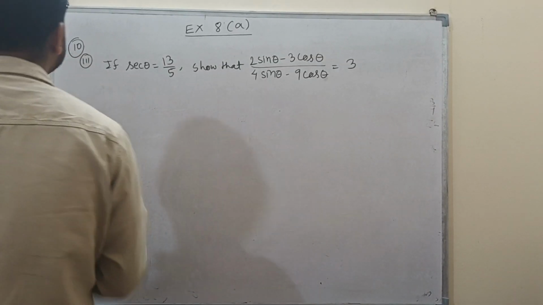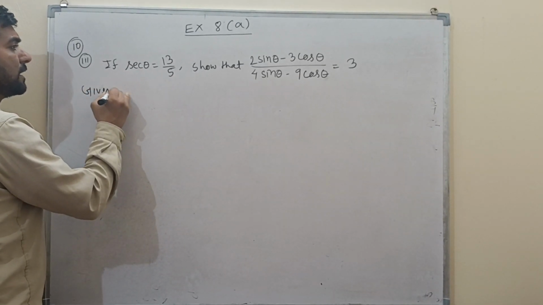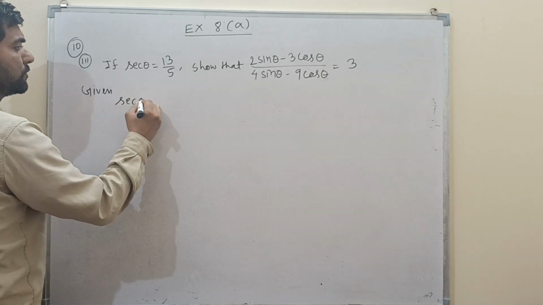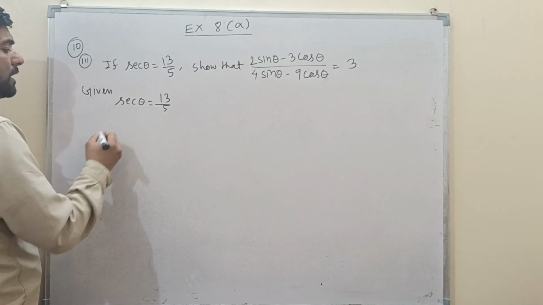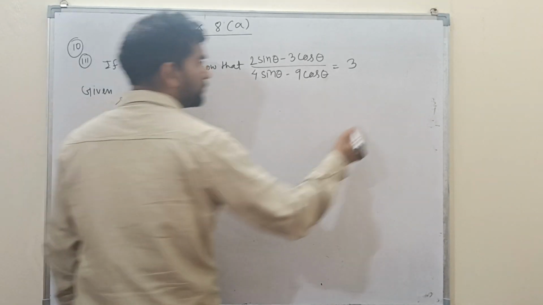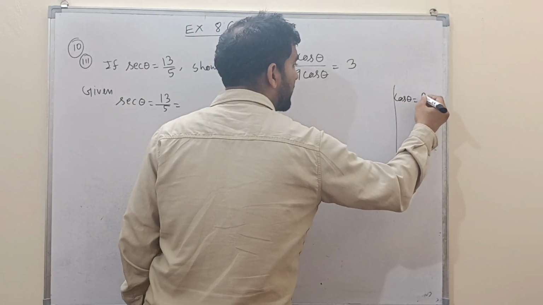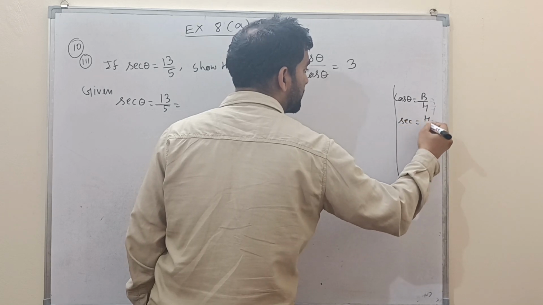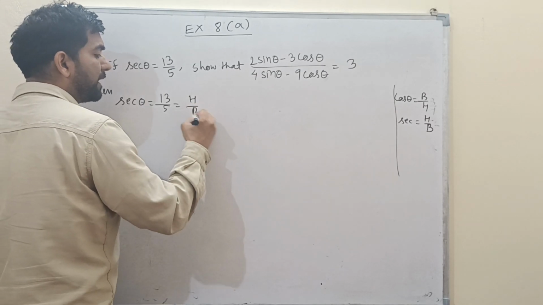Okay, so in question number 10, 3, it is given again, we have sec theta is equal to 13 by 5. So again, sec theta we know is the inverse of cos theta. Cos theta is base by hypotenuse. So sec will be the opposite of this, so it will be hypotenuse by base.